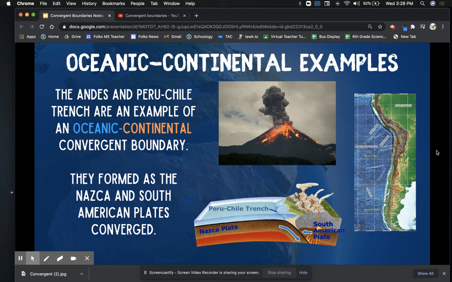So here are some examples. The Andes and the Peru-Chile Trench are an example of an oceanic and continental convergent boundary. So that's where this plate, which is oceanic, and this plate right here, which is continental, come together. And they have created two things. So there is a trench underwater, and then you have a volcanic mountain range on top on land. So these have formed as the Nazca Plate and the South American Plate have come together.